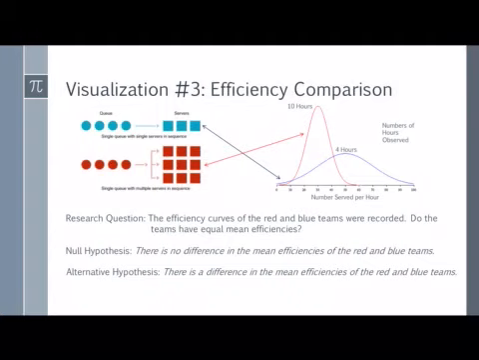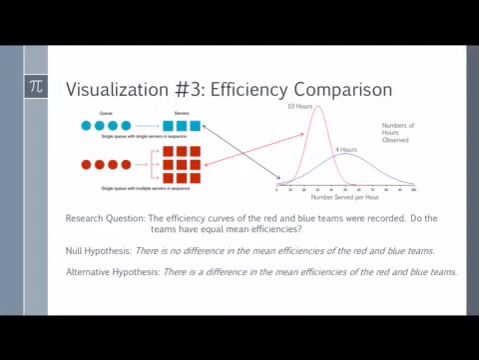Our research question is, the efficiency curves of the red and blue teams were recorded. Do the teams have equal mean efficiencies? Our null hypothesis says that there is no difference in the mean efficiencies of the red and blue teams. Our alternative hypothesis says that there is a difference in the mean efficiencies of the red and blue teams.